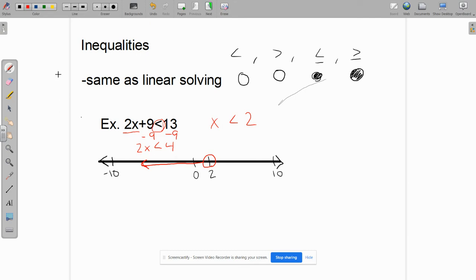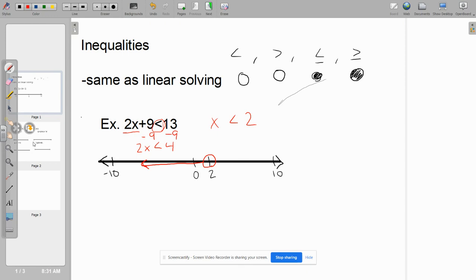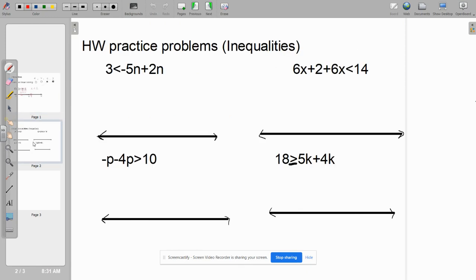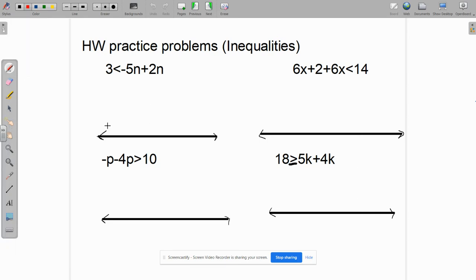So let's take a look at some practice problems. You should have a worksheet. It is linked to the website, and you can follow along or you can just take notes on these.